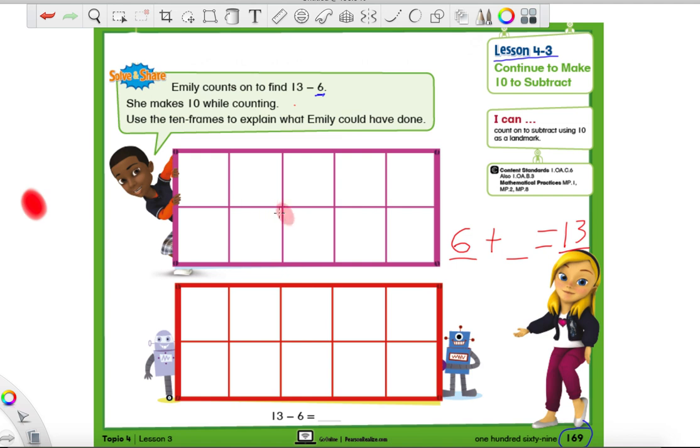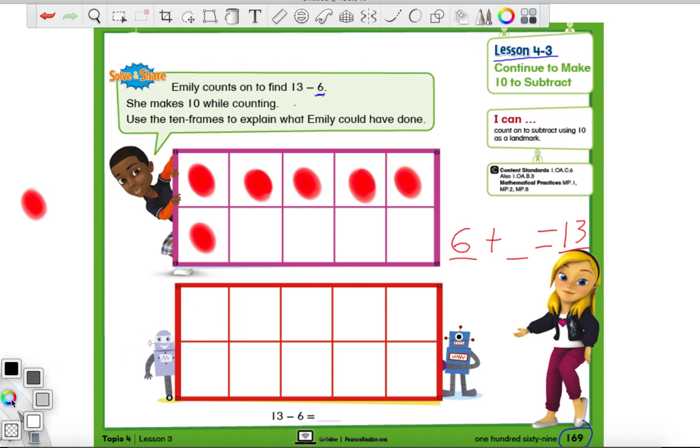10 frames. So let's go ahead and draw 6 circles in our 10 frames using one color. If you have red and blue crayons, use your red. If you don't have any crayons, just use your pencil and make circles. So it's 1, 2, 3, 4, 5, and 6. So I made 6 circles. And what I'm going to do next is, because we don't know what the other part is, I'm going to count on while making more circles. But I'm going to stop when I reach our big number, 13.